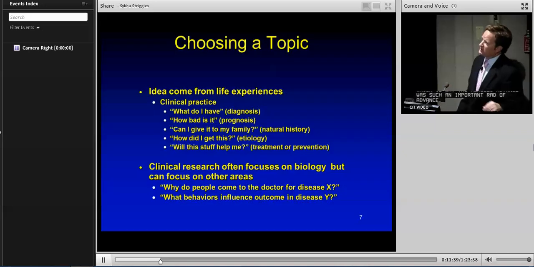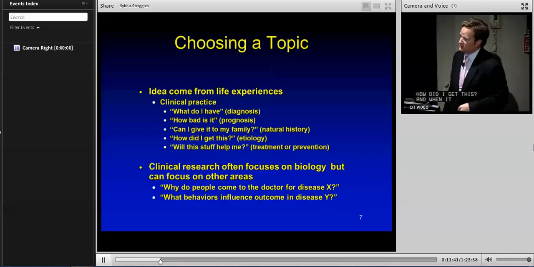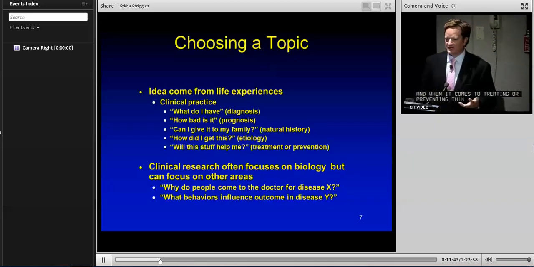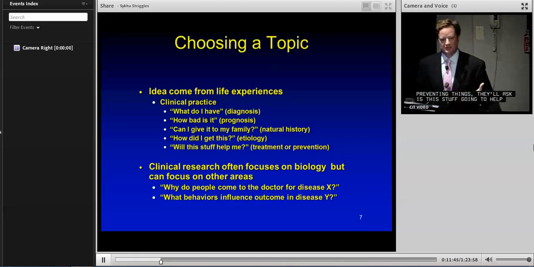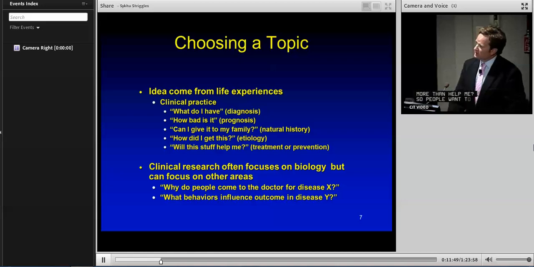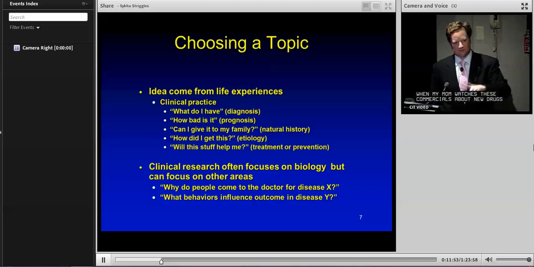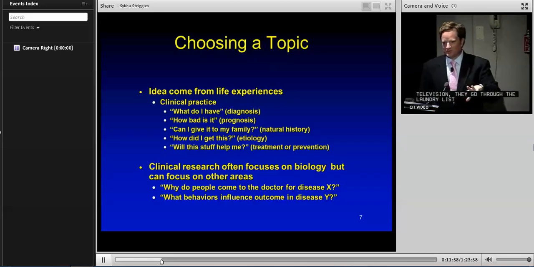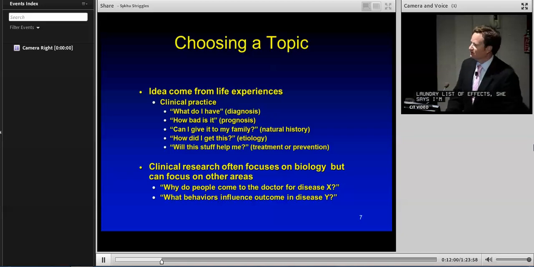And then when it actually comes to either treating or preventing things, they're going to ask me, is this stuff going to help me? And inherent in that is, is it going to hurt me more than help me? So people want to know the side effects. It's funny, when my mom watches these commercials about new drugs on television and they go through the laundry list of adverse effects, she always says, well, I'm never going to take that stuff. Because after she hears the whole litany of things, she thinks to herself, that's not going to, on balance, be something I want to put up with.